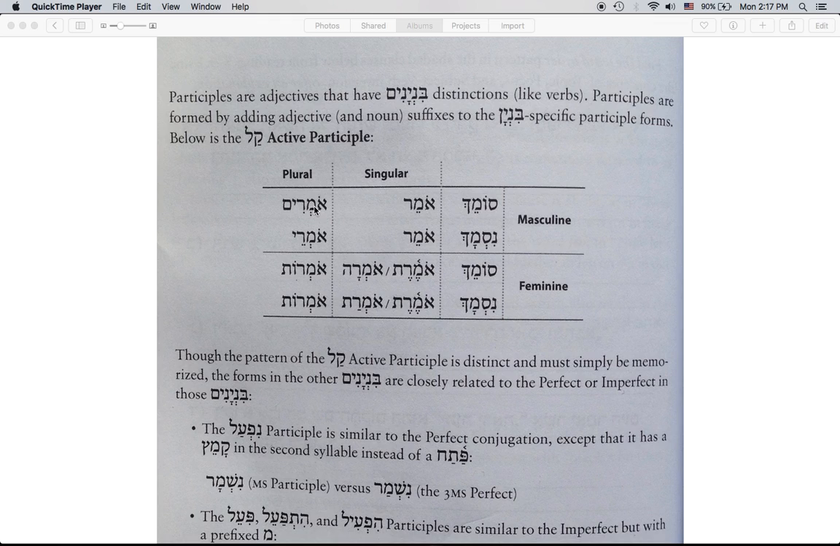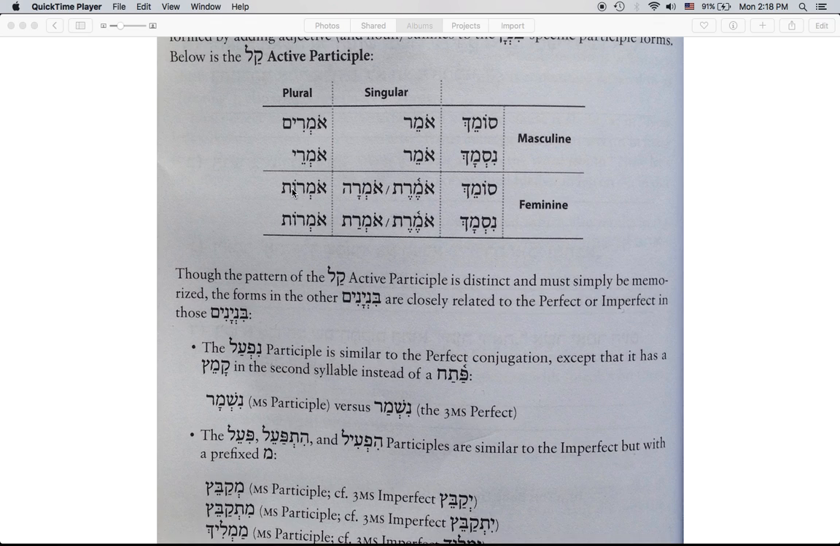Here we see the root is amar, which is to speak, and we have added im, which we're used to seeing on adjectives and nouns. This is the unbound form, and here is the bound form. We're used to that. This o vowel is new to us. In the singular form, we have the o and e vowel, the holem and the tsere. So this is the form that is distinctive of the participle in the qal active.